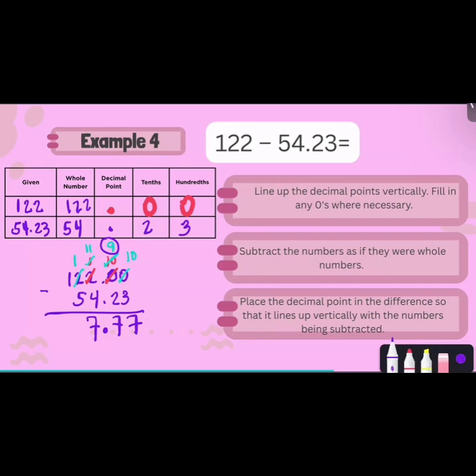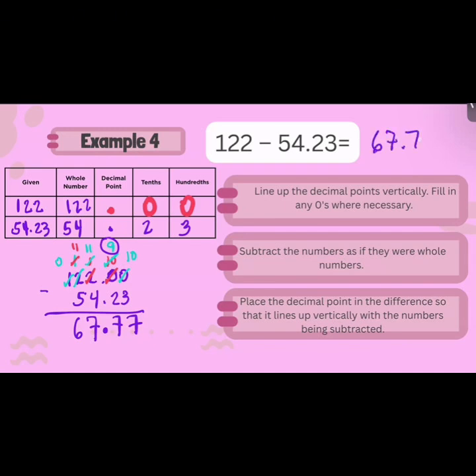So, pag nagborrow tayo kay hundreds, then si hundreds na 1 magiging 0. At si 1 natin kay tens ay magiging 11. So, now we can subtract. 11 minus 5, that is 6. And then 0, hindi na tayo mag-subtract. So, therefore, our answer is 67 and 77 hundredths. So, there's nothing more to subtract. So, the answer is this.